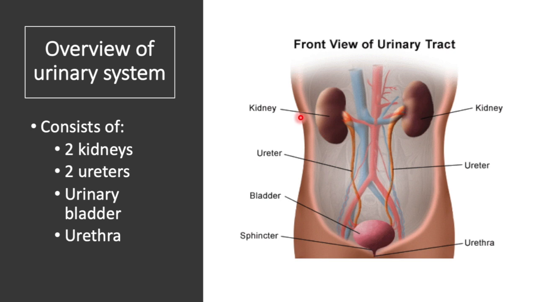First, let us revisit the structure of the urinary system. It consists of two kidneys, where urine formation process occurs, two ureters that connect kidneys to urinary bladder, one urinary bladder that holds the urine, and urethra that connects the bladder to the body exterior.